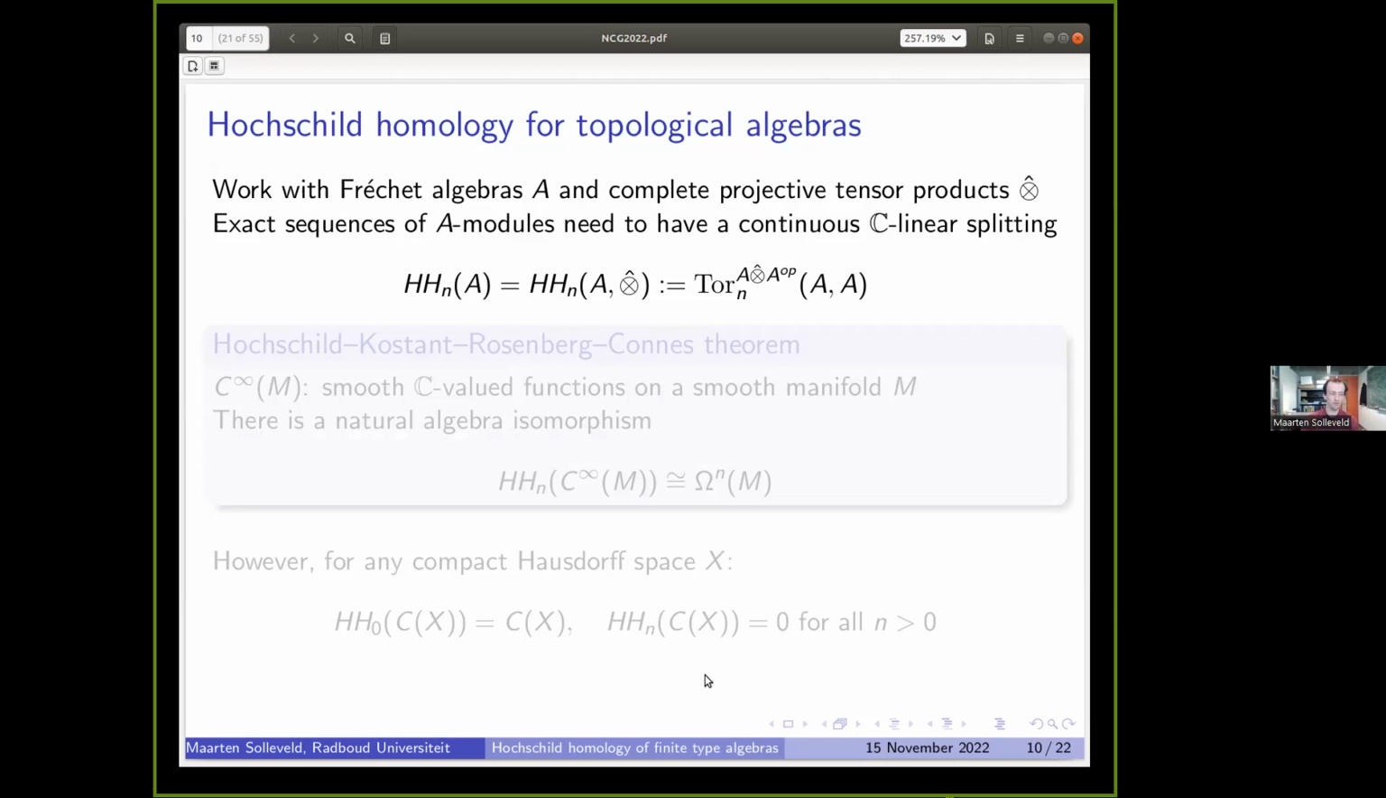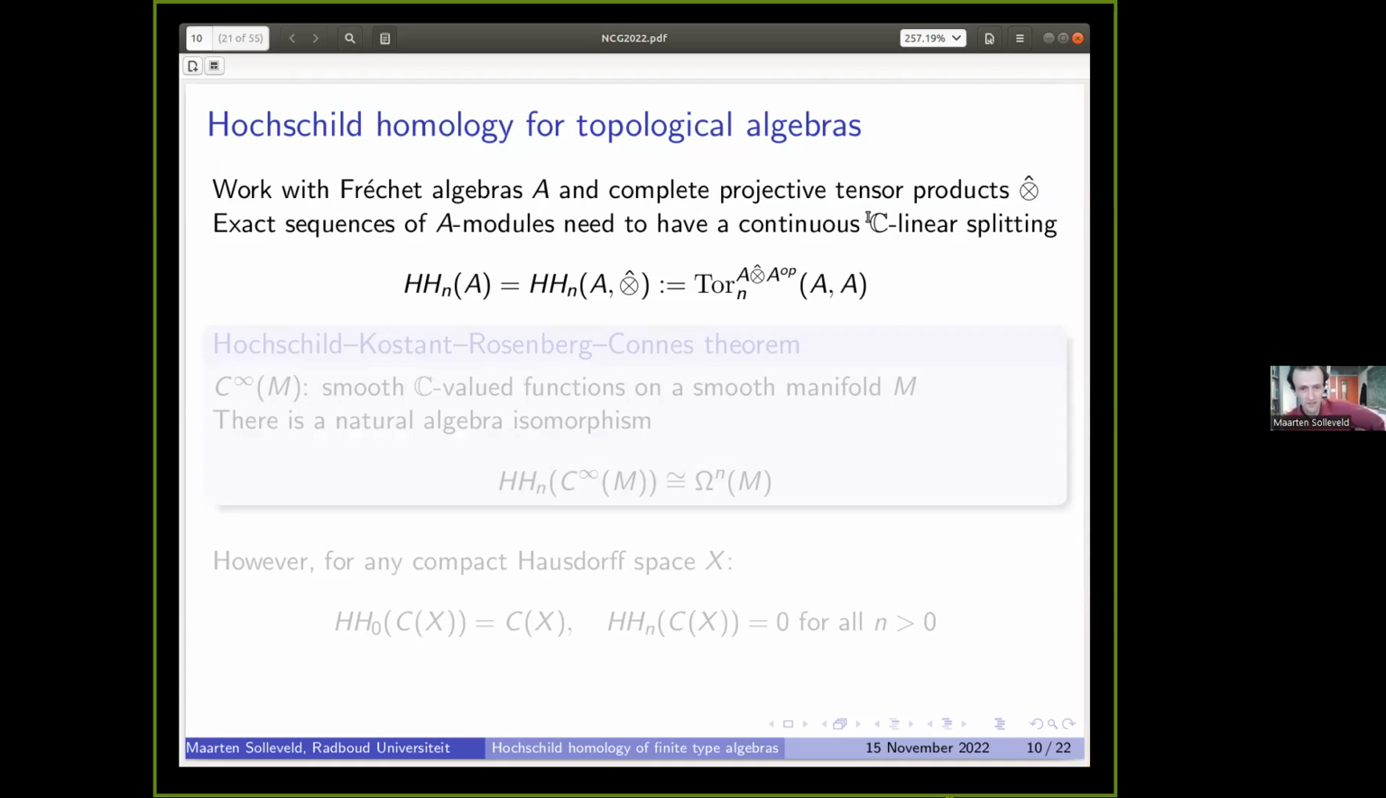So we use completed topological tensor products here, a so-called projective tensor product, which is the most common choice, in fact. And then there are further complications of a topological nature, namely if you want to have exact sequences of modules over such a Fréchet algebra, then just exactness is not enough. In fact, you want them to be exact in some topological sense, and the correct requirement is to say that they are split as sequences of Fréchet spaces.